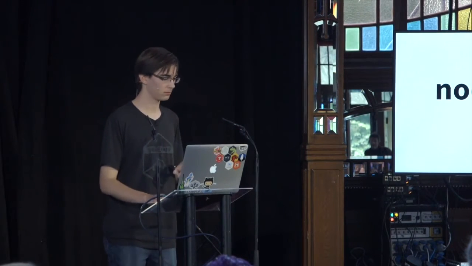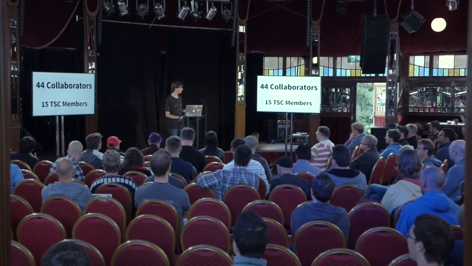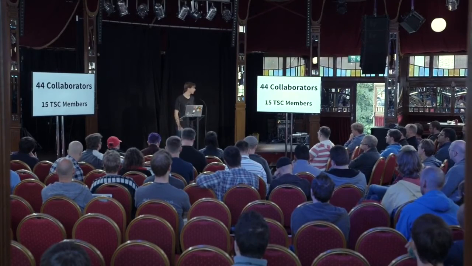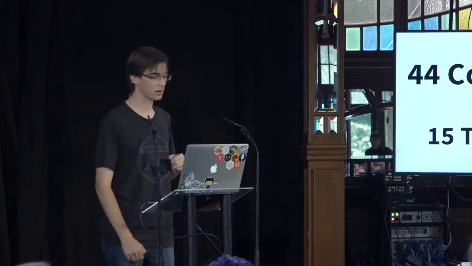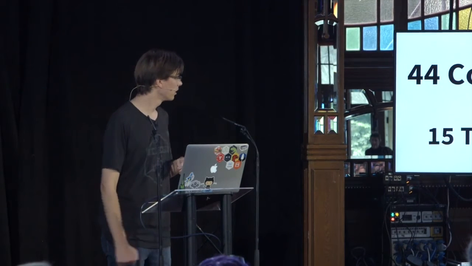And then there's, of course, core itself, which, as I mentioned, now has 44 collaborators, all people that can close issues and PRs and help you out, and help you become one if you'd like to be, and if you'd like to help out in that way. And we also have 15 TSC members, people who kind of guide the project when collaborators can't.